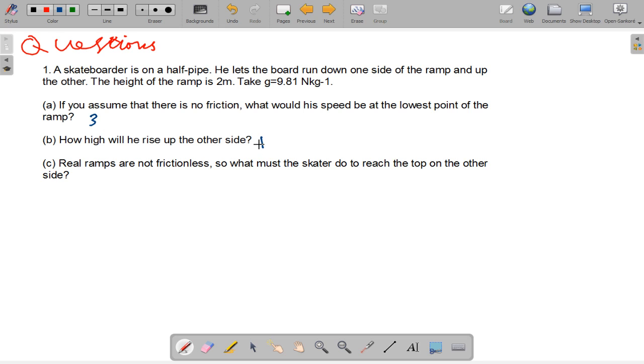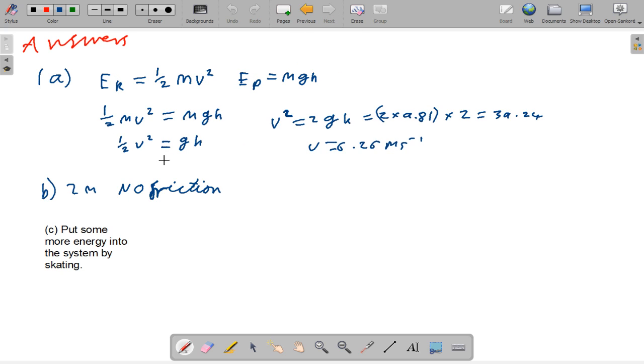And real ramps are not frictionless, so what must the skater do in order to reach the top on the other side? That's 1 mark again. So I'll give you a 5-second pause, and okay, so hopefully you had a go at the question, and if you didn't, then I'm going through the answer.